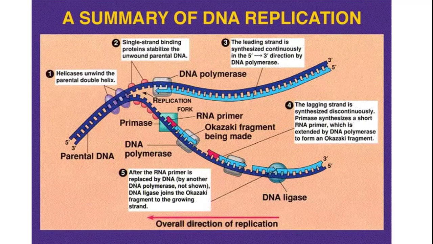And then number five, after the RNA primer is replaced by DNA, we have the final activity occurring, which is done by DNA ligase, and the full molecule is now produced, and then we have the daughter cell. So these are the overall activities that occur in DNA replication.